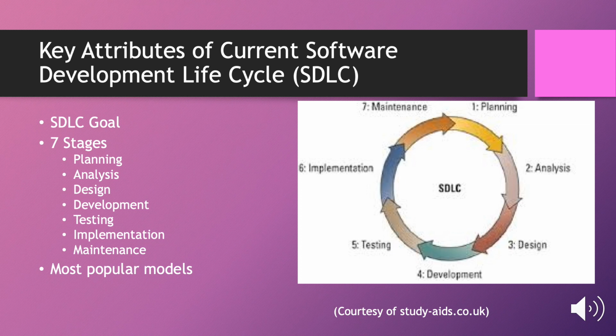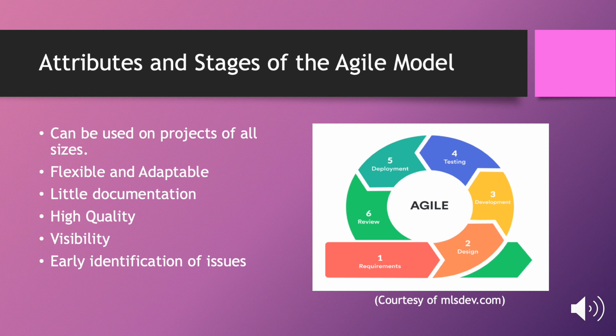The main software development models are Waterfall, Agile, and Spiral. We have chosen to use the Agile method. Key attributes of the Agile model are that one phase has to be completed before you can move to the next, and it can be used on projects of all sizes. Changes can be made at any time during the development process. There is little documentation required by this model.